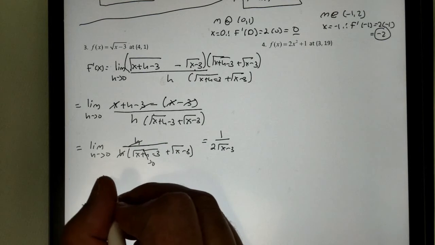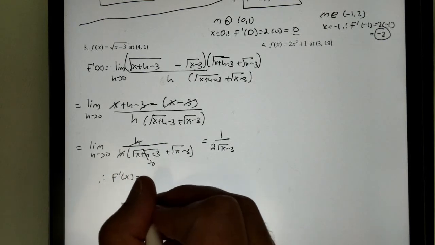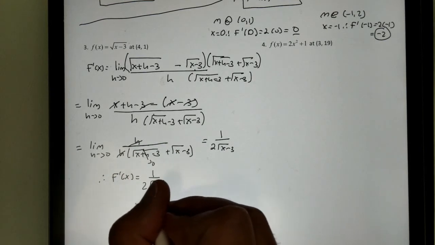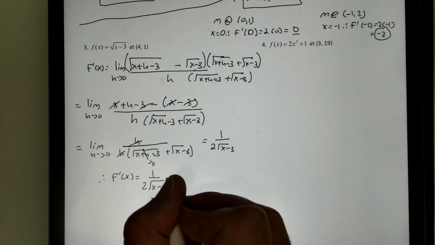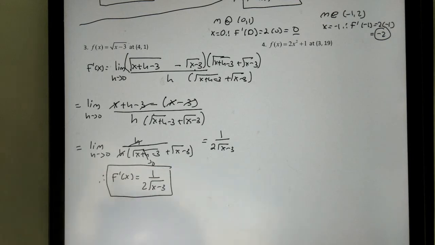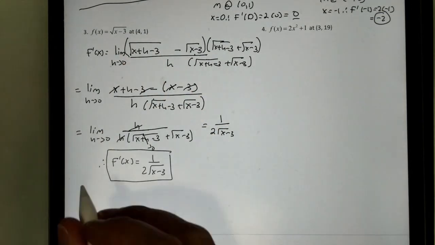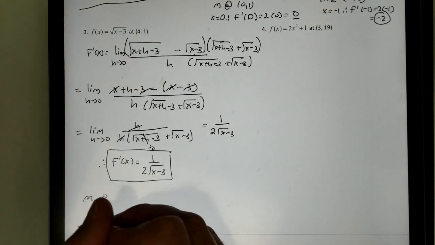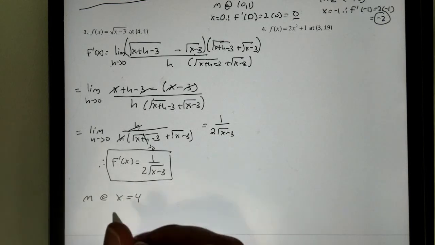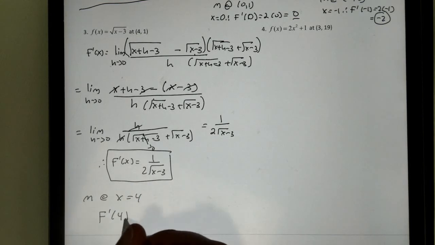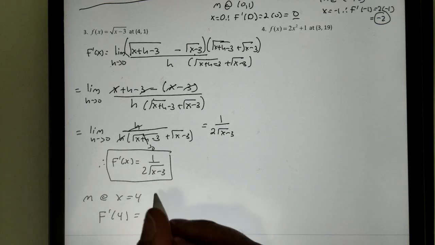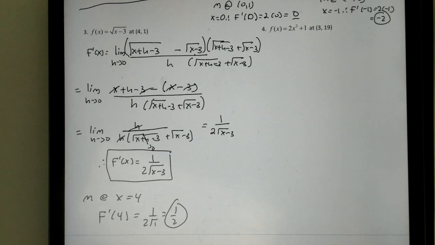And there's our derivative. F prime of x would equal 1 over 2 times the square root of x minus 3. Now again, we're not done because they do ask us to find the slope at 4. So I can find the slope at x equals 4 by just plugging it in. F prime of 4 becomes 1 over, plug in the 2, this becomes 4 minus 3 is 1, so I just get 1/2 right there. Easy peasy, pumpkin squeezy, right?